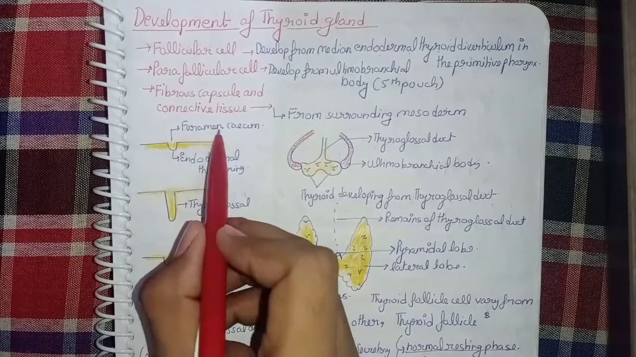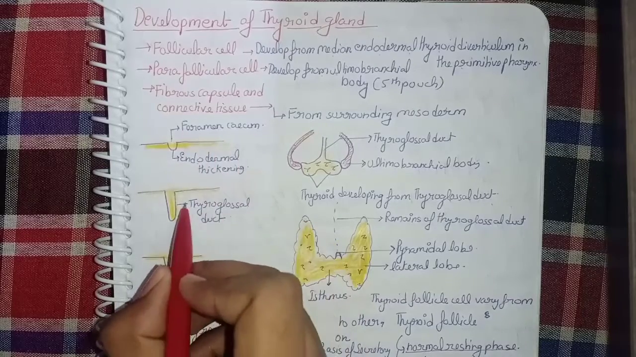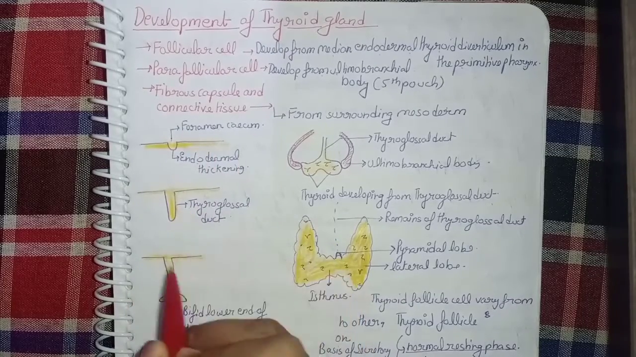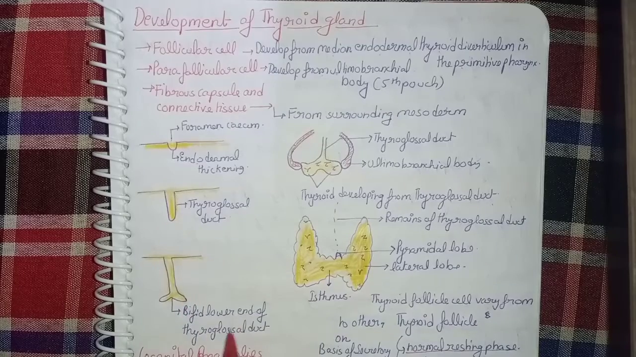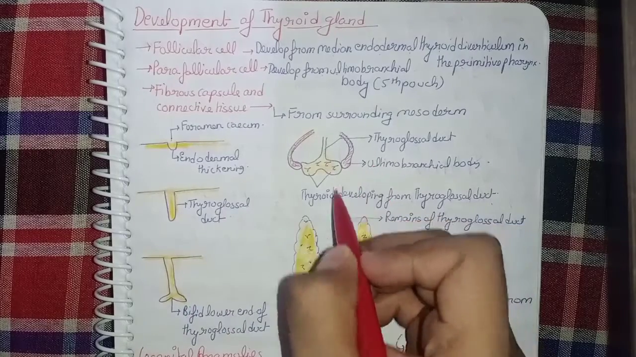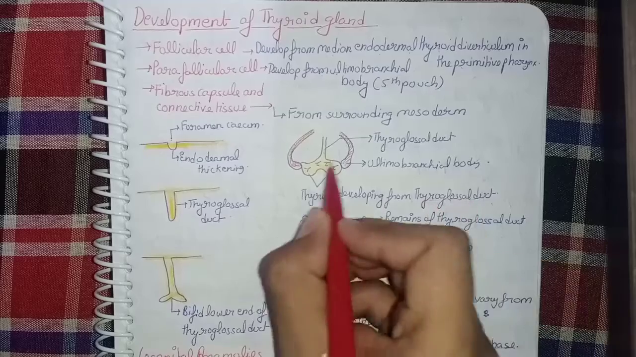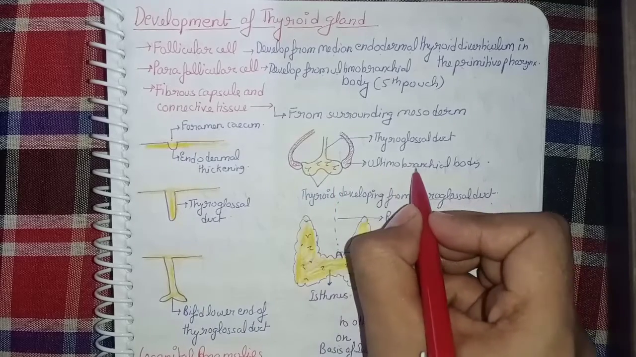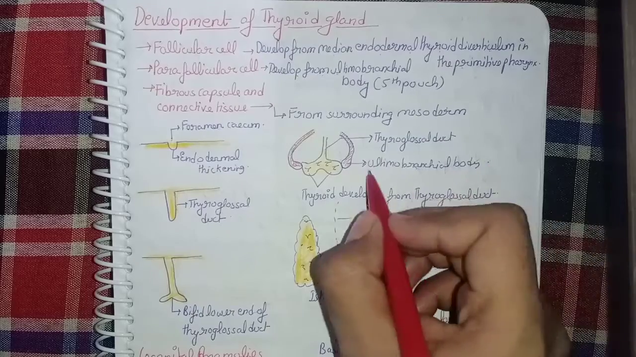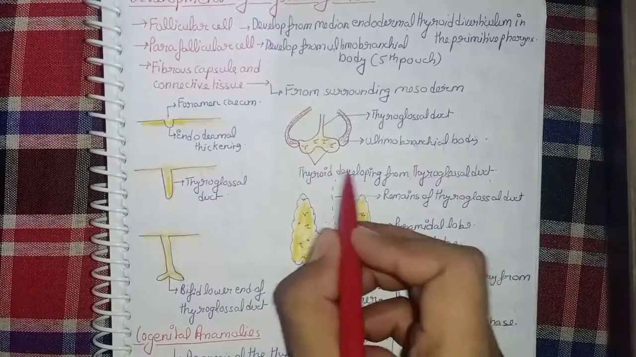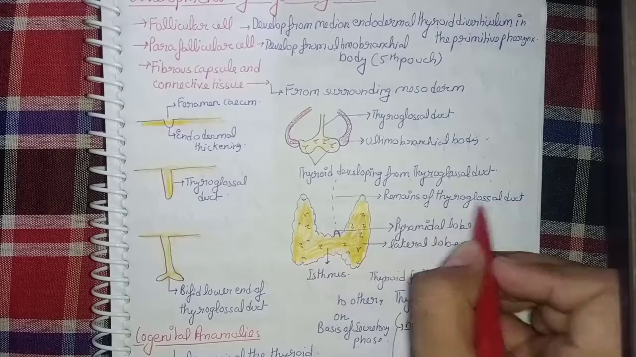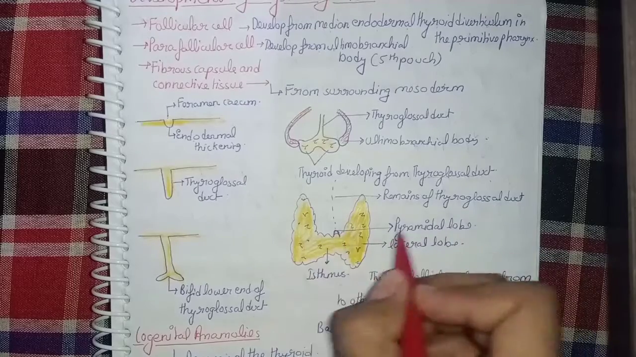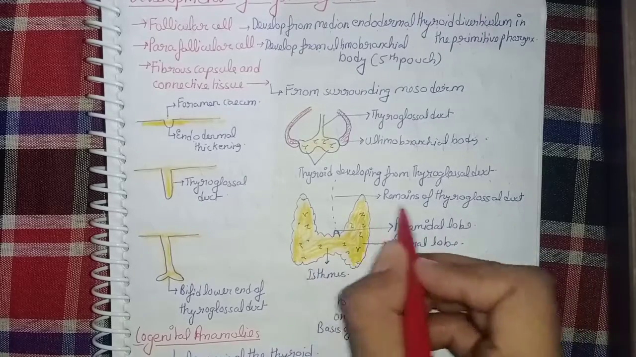First of all, there will be the foramen cecum and endodermal thickening. Then there will be formation of the thyroglossal duct. Then there will be formation of the bifid lower end of the thyroglossal duct. Then the thyroid gland develops from the thyroglossal duct, and the ultimobranchial body is also present, which helps to develop the parafollicular cells. So it will finally form the thyroid gland, and the remains of the thyroglossal duct can also be seen in the thyroid gland. This is the pyramidal lobe, this is the lateral lobe, this is the remains of the thyroglossal duct, and this is the isthmus.